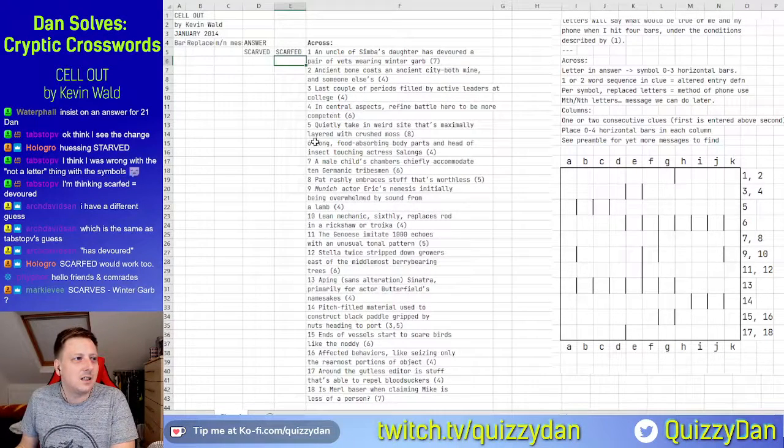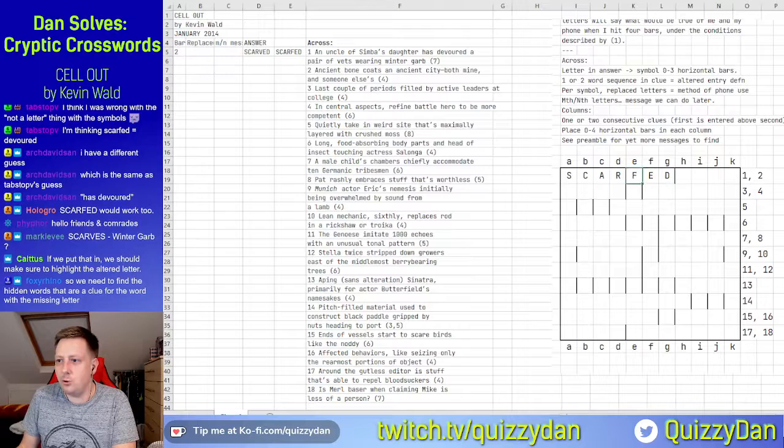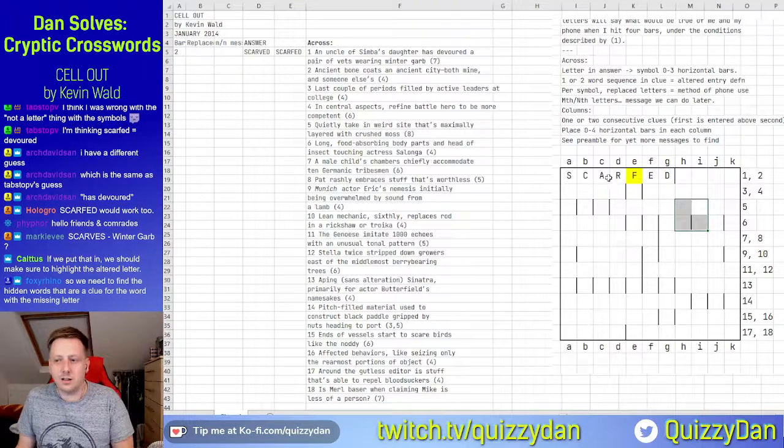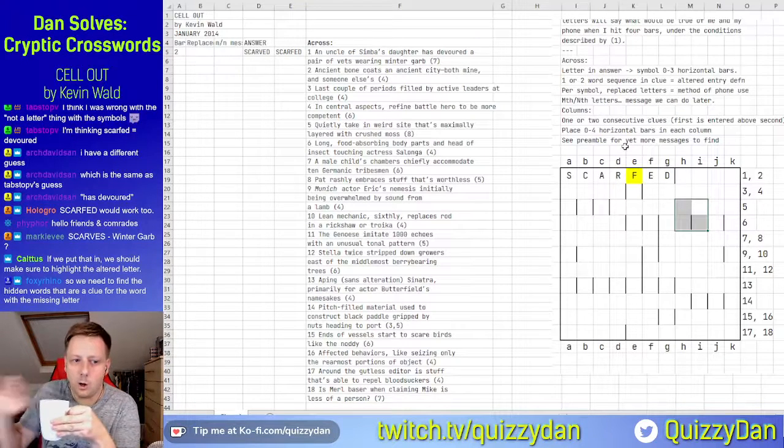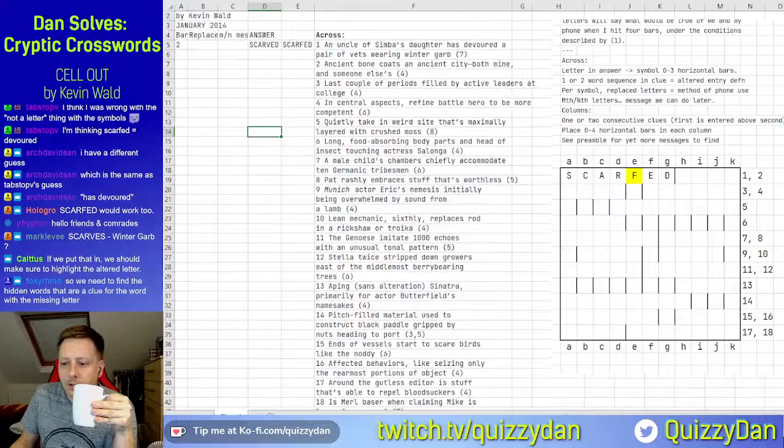And there we go. So scarfed is the thing, and that is a thing with 2 bars, because that is a thing with 2 horizontal lines in it. Okay. Okay, can I increase that very slightly? There we go.